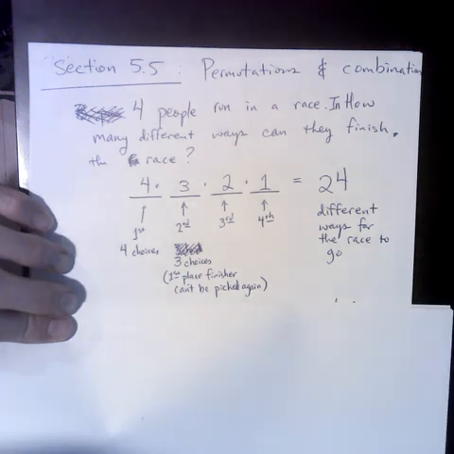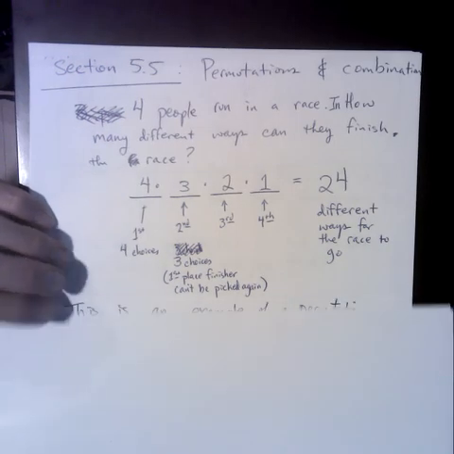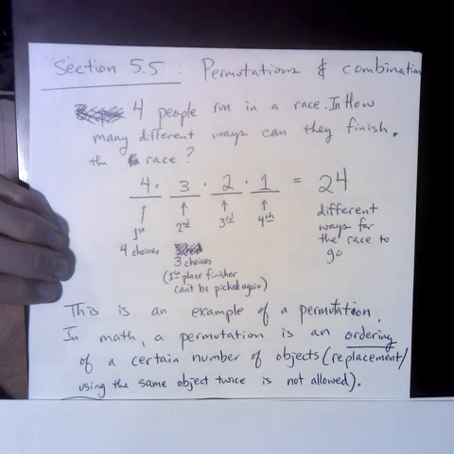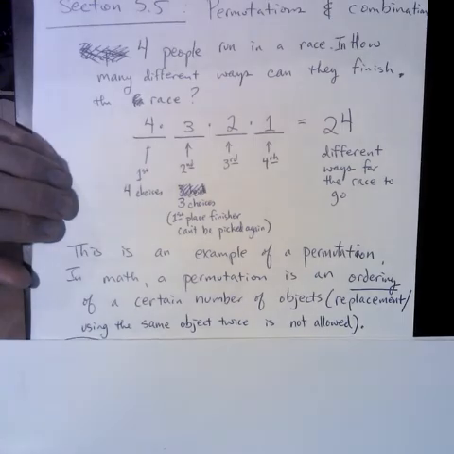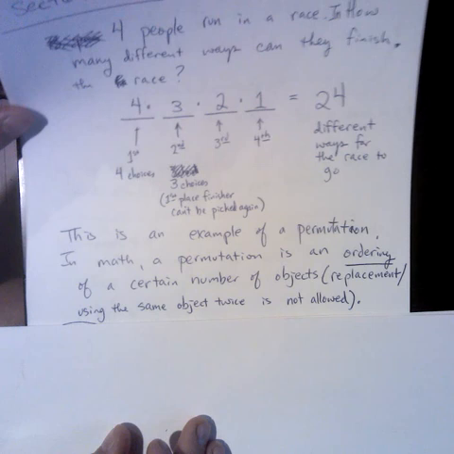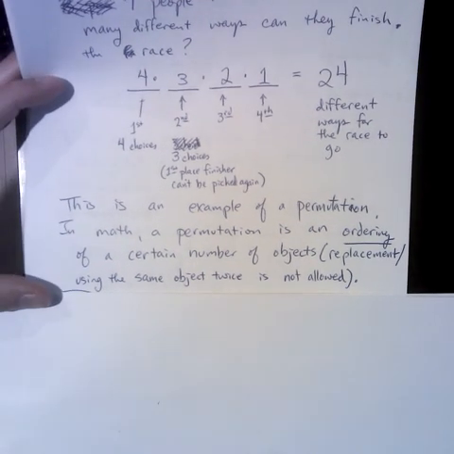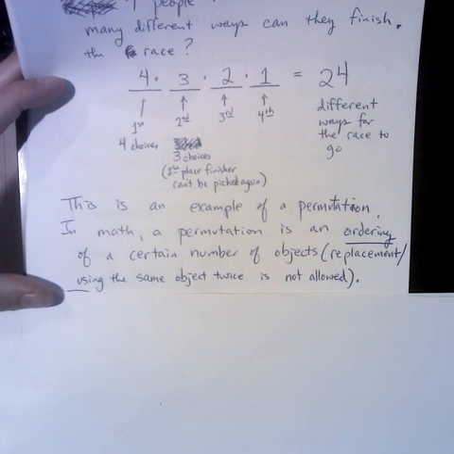Okay, this is a rather easy example of a general idea in math called permutations. In math, a permutation is an arrangement or an ordering of a certain number of objects where replacement or using the same object twice is not allowed. So this is a bit different than some of the license plate problems that we were looking at in the last section, where we could pick the same letter more than once. Here we're imagining that we can't pick the same object or use the same object more than once.